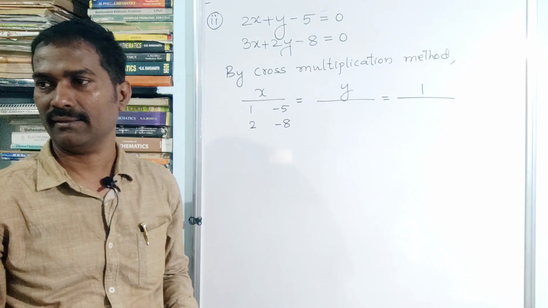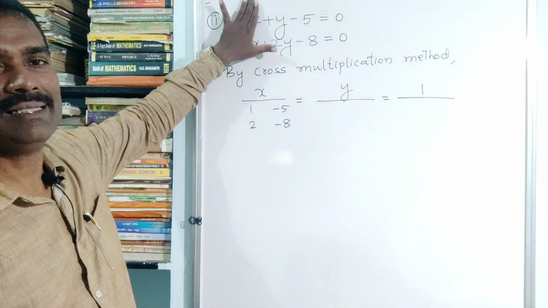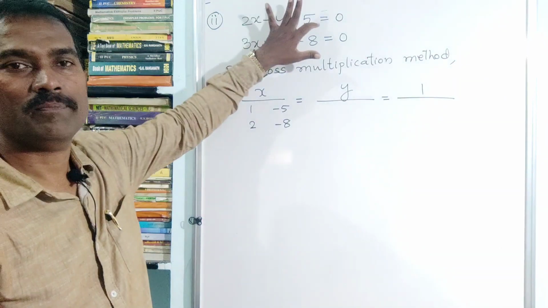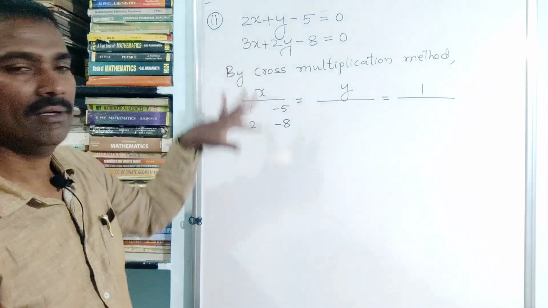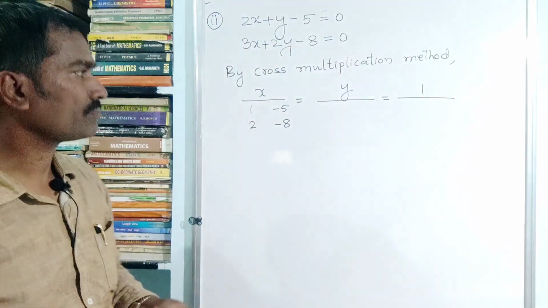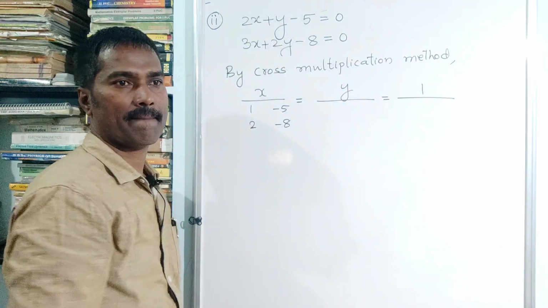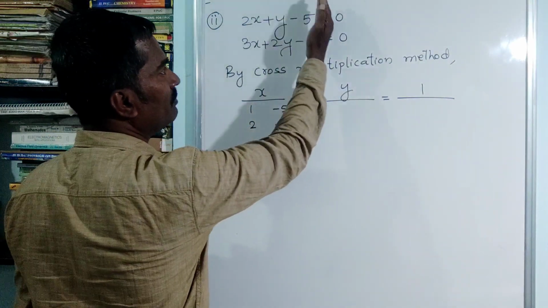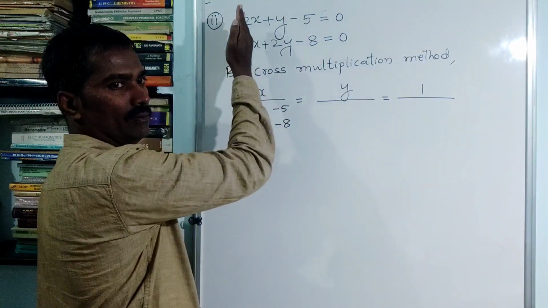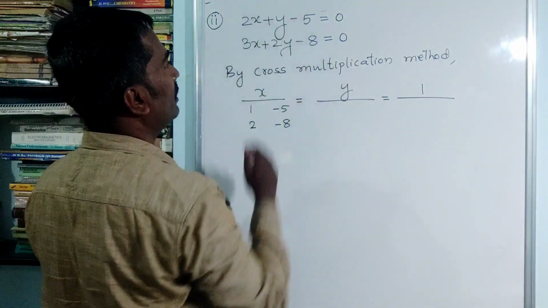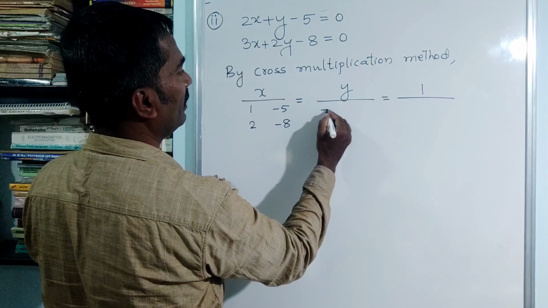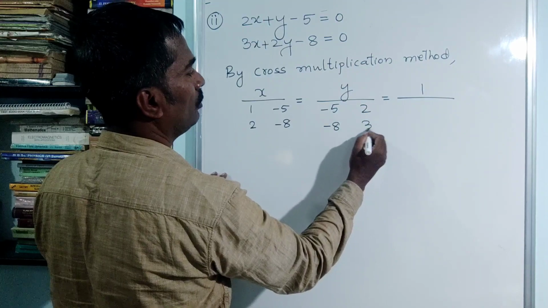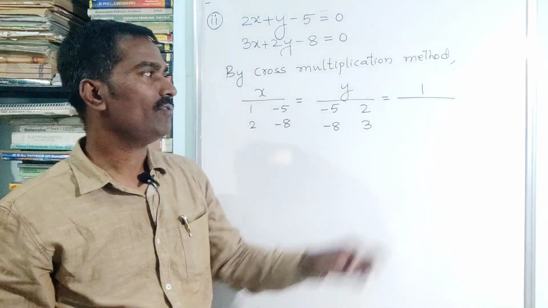I will repeat this once again. For x, delete this x. Write the remaining values. What are the remaining values? 1, minus 5, 2, minus 8. Next one. For y, delete this y. But after deleting this, we should start from this one. We should write first the right side and then this value. What are the values now? By deleting this, minus 5, minus 8, then these two numbers, 2, 3. Understood?